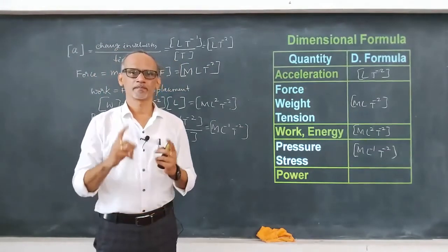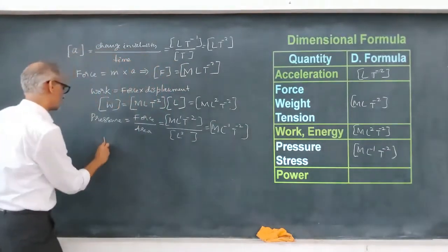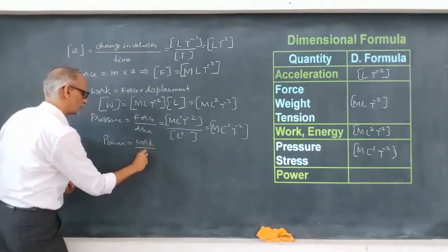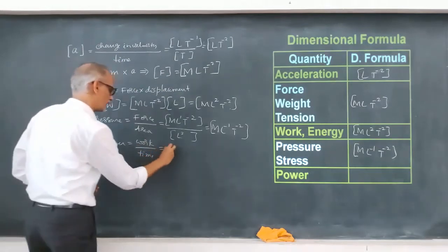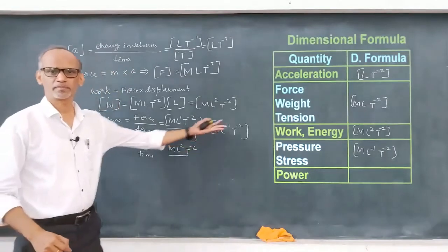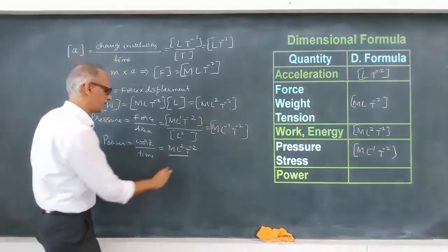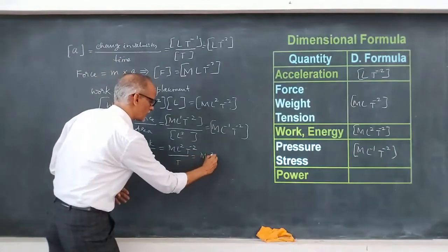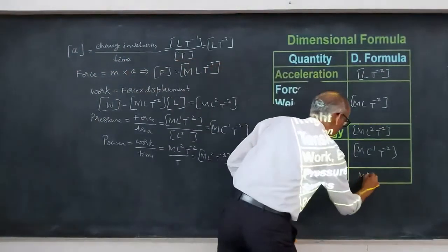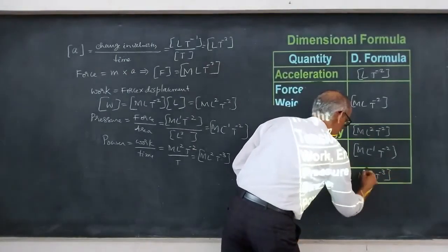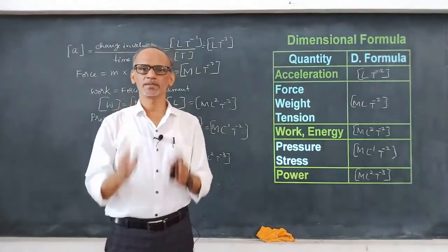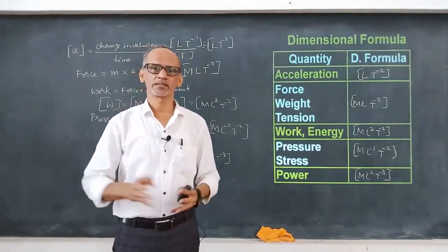And the last now, power. Power is work by time. Rate of doing work is called power. Work is ML square T minus 2, from the previous discussion. Divide by time T. Rearrange. What do you get? ML square T minus 3. So this is the dimensional formula. Do remember all these formulas. These many formulas are enough to understand all the rest of the topic.